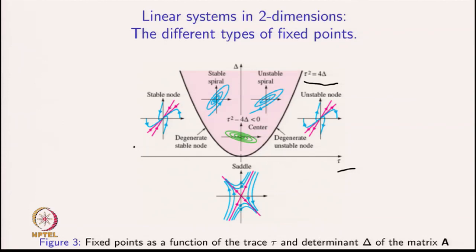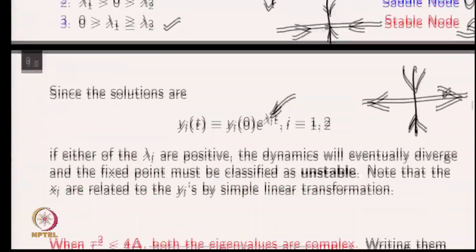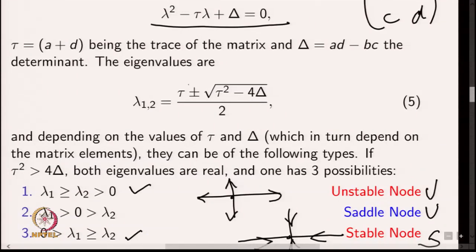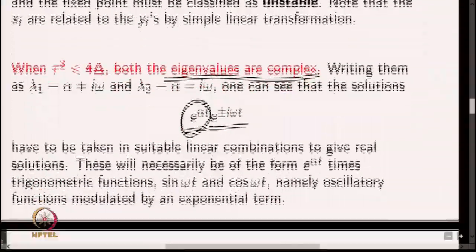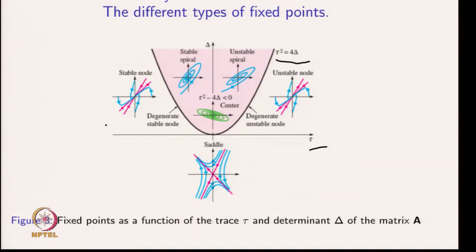Within this parabolic region, along the line tau is equal to 0, you have centers, because to have a center, the real part of it must be 0. And you can see that the real part of the eigenvalue is always tau. So, if tau is equal to 0, we have a center, and if delta is positive, then you have the purely imaginary roots. And on this side you have the unstable spiral, and on this side you have the stable spiral.